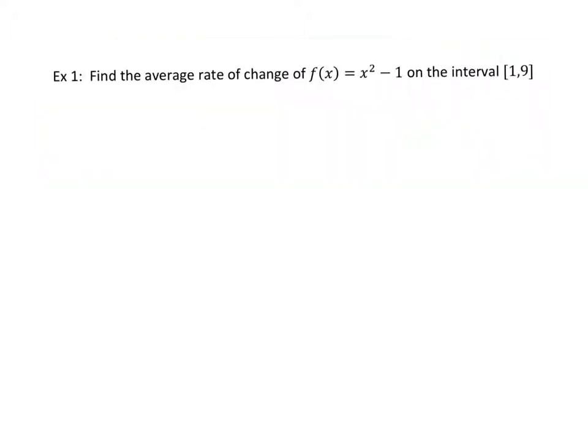So firstly, you just want to be able to compute the average rate of change of a function. You'll always be given the function, and you'll always be given an interval. So find the average rate of change of f of x equals x squared minus 1 on the interval 1 to 9. So the average rate of change, which I'll just abbreviate as AROC, is going to be, according to our formula, f of 9 minus f of 1 divided by 9 minus 1.